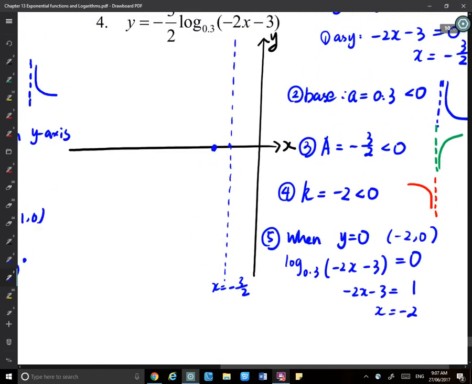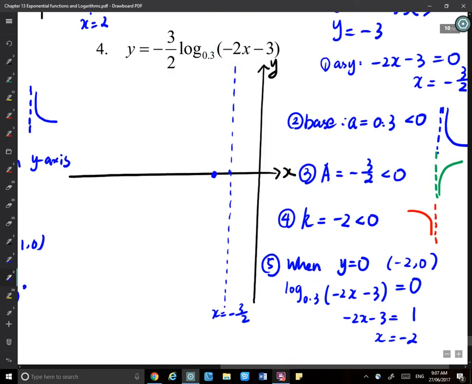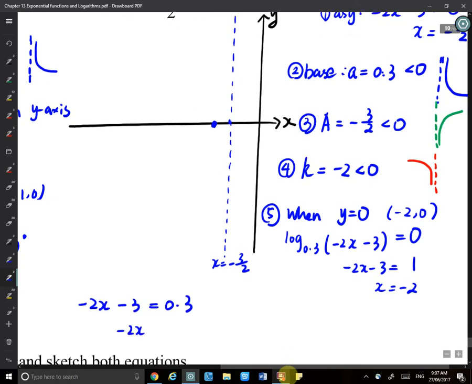Okay, number 6, I need to choose another point. Again, same thing. I want to make the inside become the same base, which is 0.3. So I can have minus 2x minus 3 equals 0.3, minus 2x equals 3.3, x equals minus 1.65.